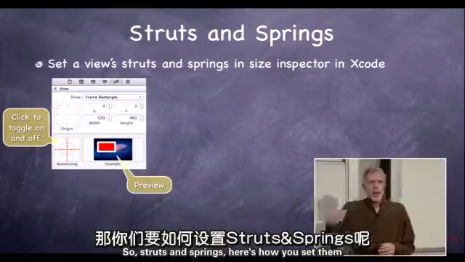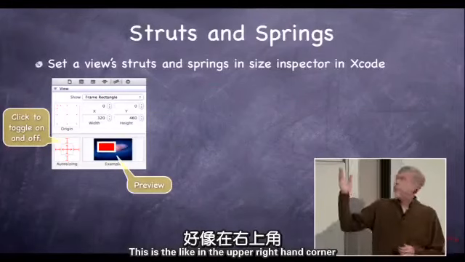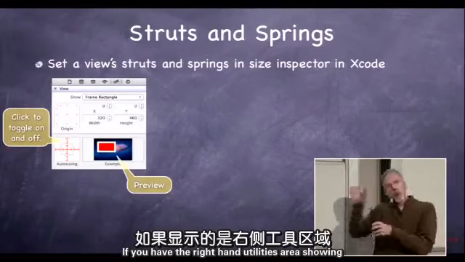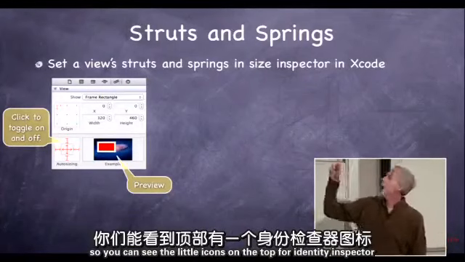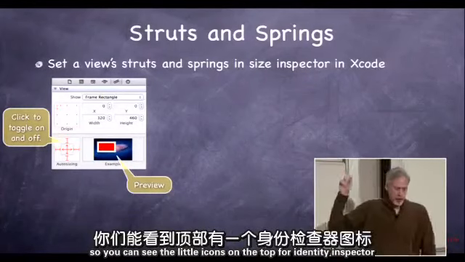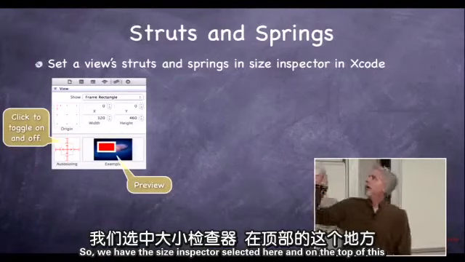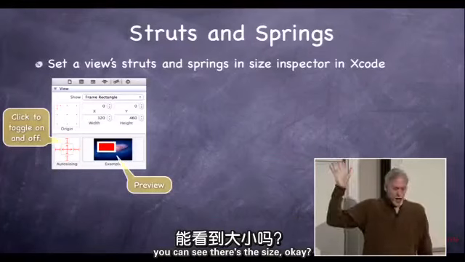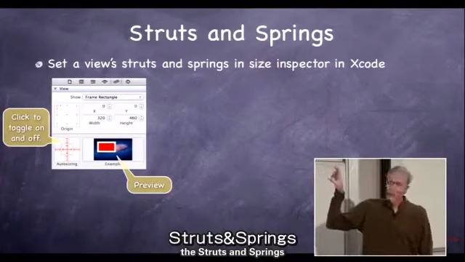So, struts and springs. Here's how you set them. You set them with the size inspector in Xcode. This is in the upper right-hand corner, if you have the right-hand utilities area showing, where you can see the little icons on the top for the identity inspector and attributes inspector. So we have the size inspector selected here. At the top of this, you can see the size. And at the bottom, there's this thing that lets you set the struts and springs.